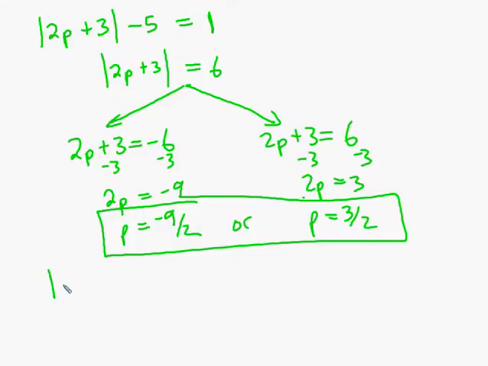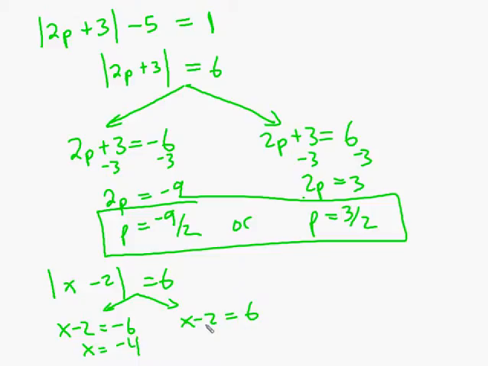Walk me through this one, Kaylee. How do I solve this one? Is the absolute value alone? Yes. Okay, so now I split it into two possibilities. What are they? X minus 2 equals -6. Then x minus 2 equals 6. Yep. Now I add the 2 on this one, and I add the 2 on this one. And there's my two answers.